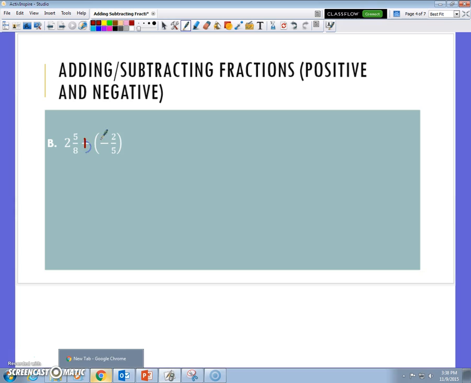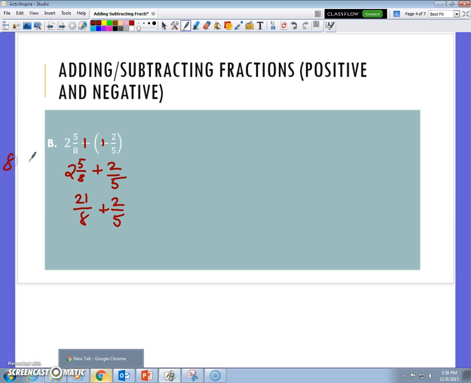So what I'm going to do right away, before I do anything else, I'm going to do a change. So I'm just going to change this to 2 5/8 plus 2/5. That's the first thing I'm going to do. Then I need to know what this is as an improper fraction. So I'm going to take 8 times 2, 16 plus 5, 21. 21/8 plus 2/5. Now we're in good shape.